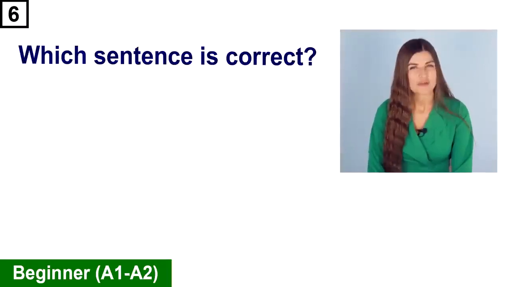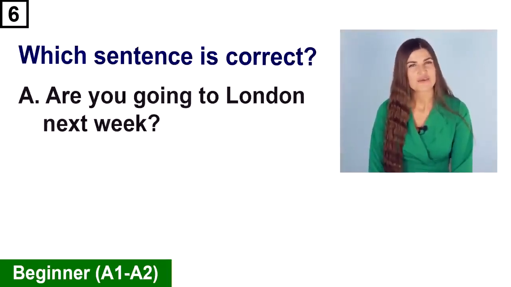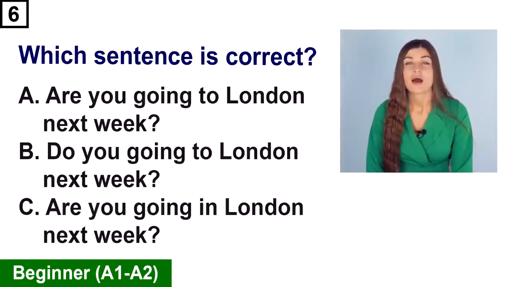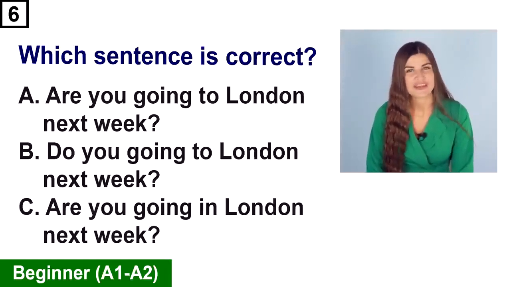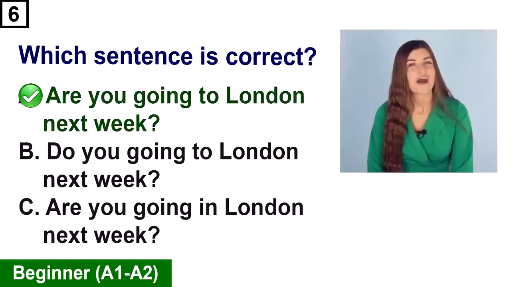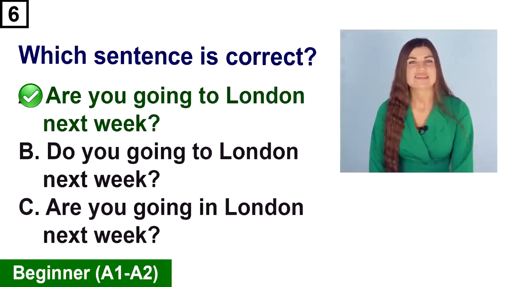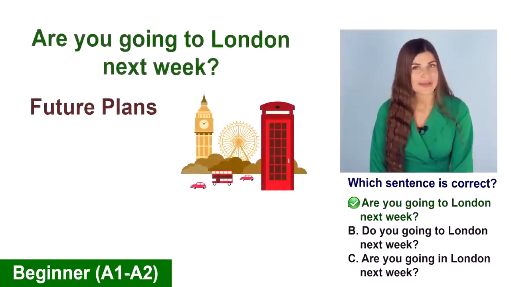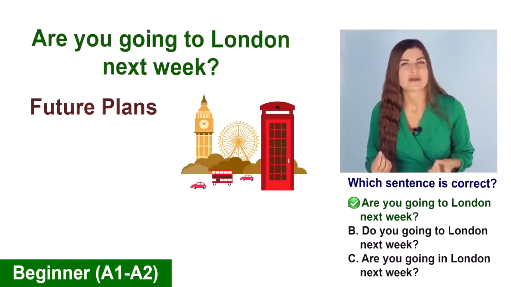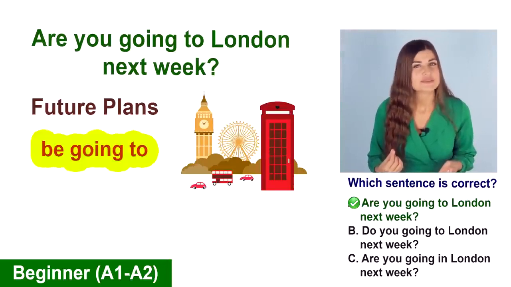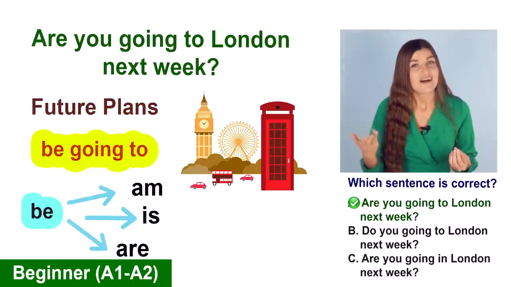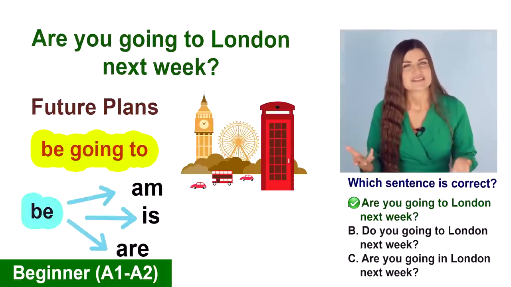The next question. Which sentence is correct? Are you going to London next week? Do you go into London next week? Are you going in London next week? Are you going to London next week? In this case, we're talking about next week and we're asking about future plans. When we're talking about future plans in English, we use be going to, and be stands for am, is, are. Are you going to London next week?